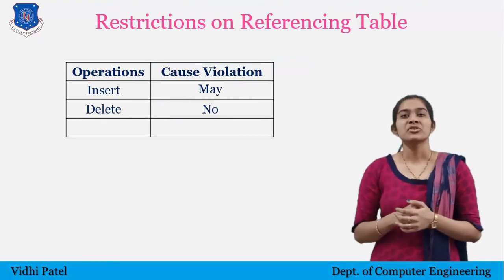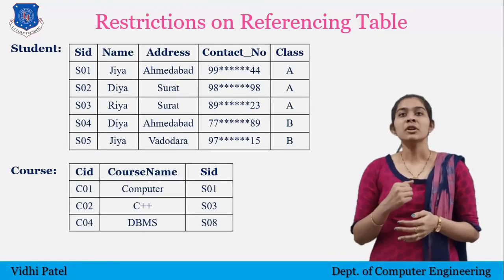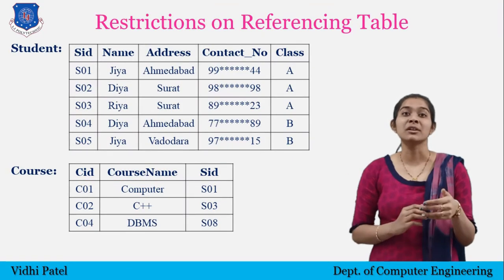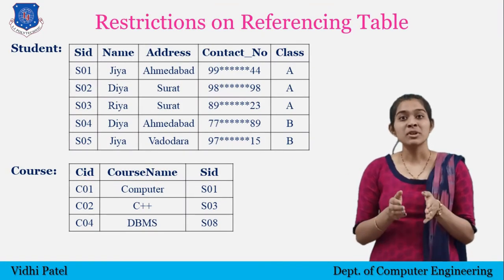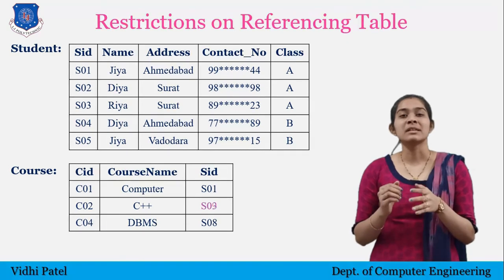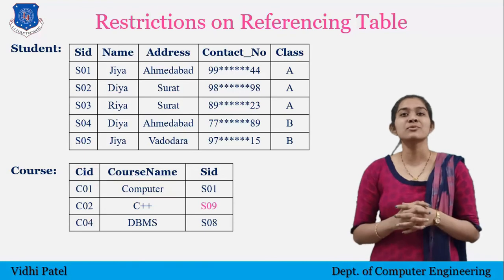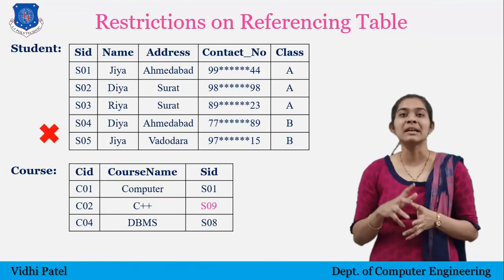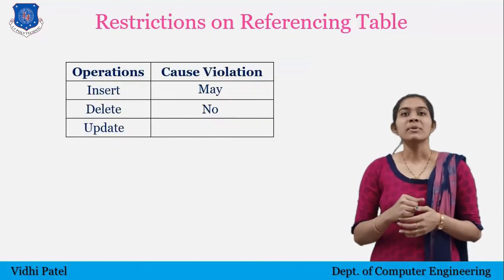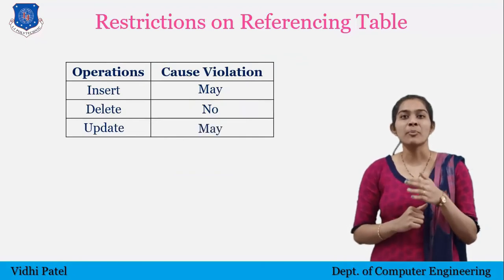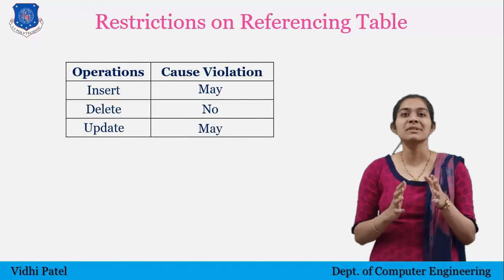The next operation is the update operation. If you are updating course ID and course name then there is no problem, but if you update student ID S03 to S09 then there is a problem because there is no student having student ID S09 in the student table. So the update operation may cause a problem. If you are performing such an operation directly then it shows an error.